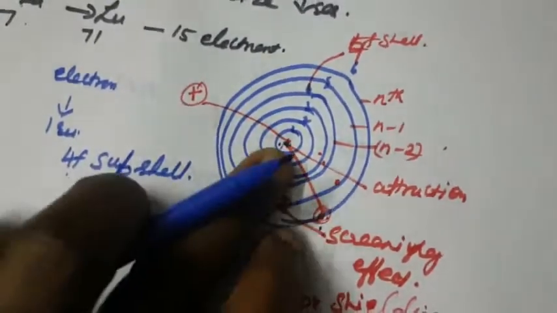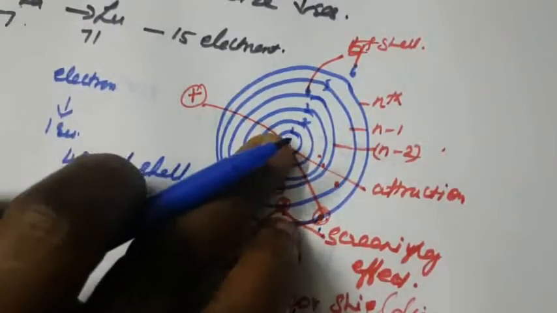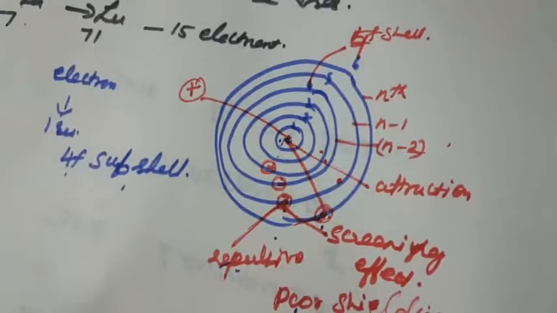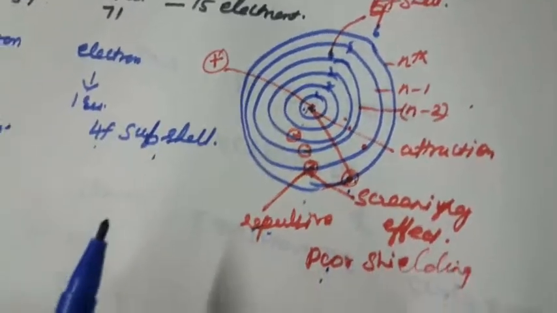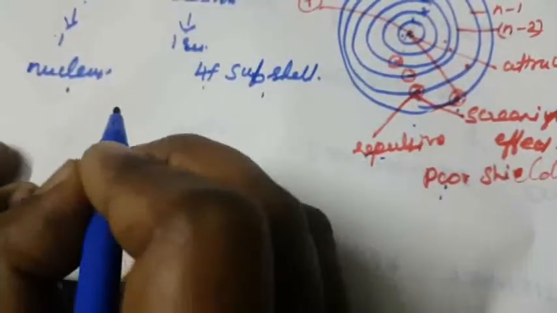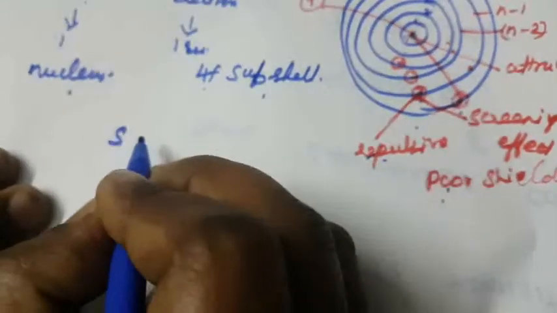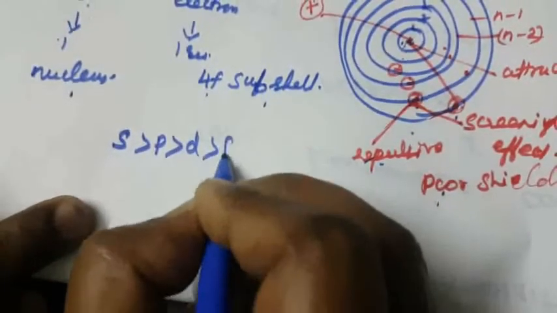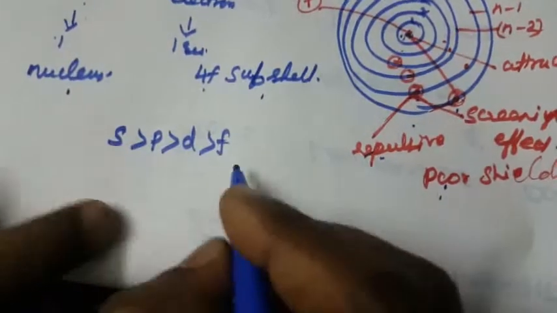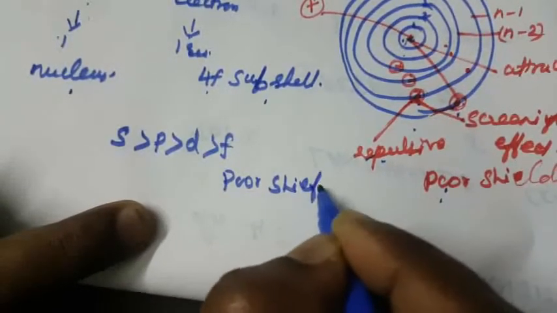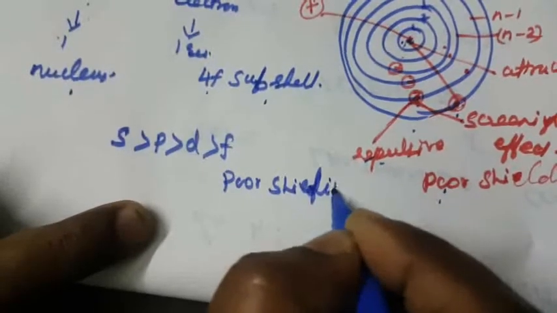What is meant by lanthanide contraction? Due to the greater attraction between the nucleus and the outermost electron, the atom shrinks. This is because of the poor shielding effect. The s orbitals have a greater shielding effect compared to p orbitals, then d orbitals, and then f orbitals. The 4f orbitals have a poor shielding effect.